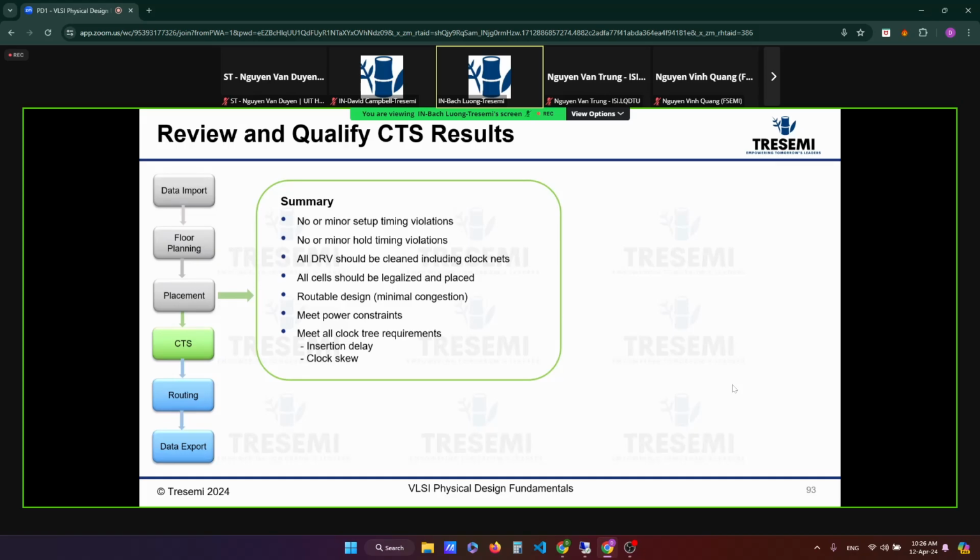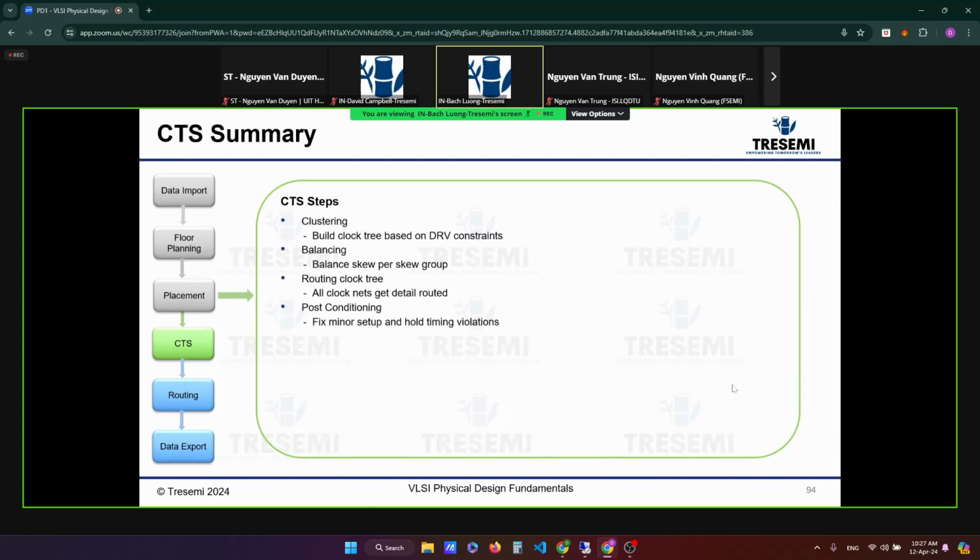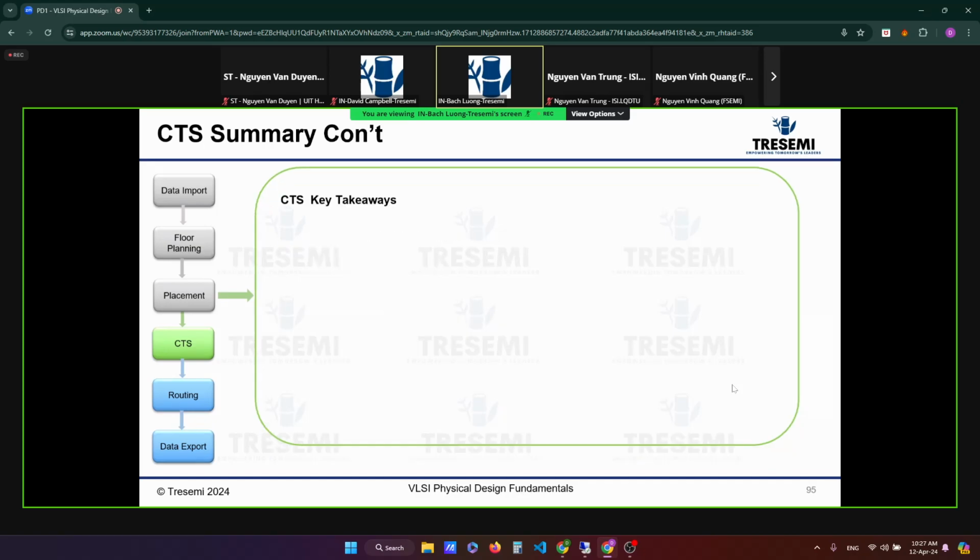Okay, so I'm going to move pretty fast here, trying to make up the time, but feel free to stop me if you have questions. I put together a bullet here regarding CTS summary. CTS step: remember, there's 4 things happening in the CTS step: clustering, balancing, routing clock tree, and post conditioning. Post conditioning is basically fixing minor setup and hold. And the next slide is key takeaway for CTS step.